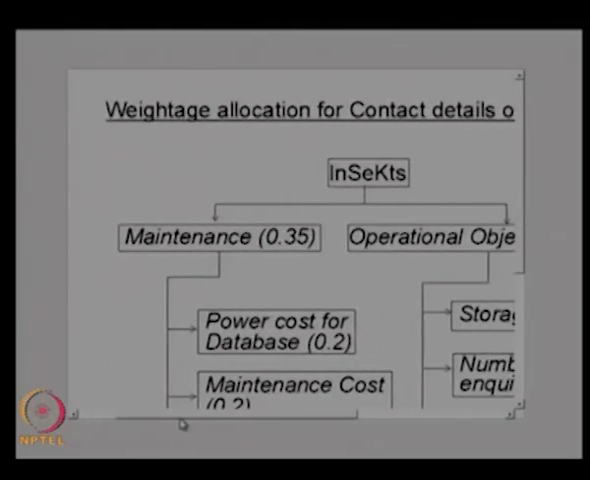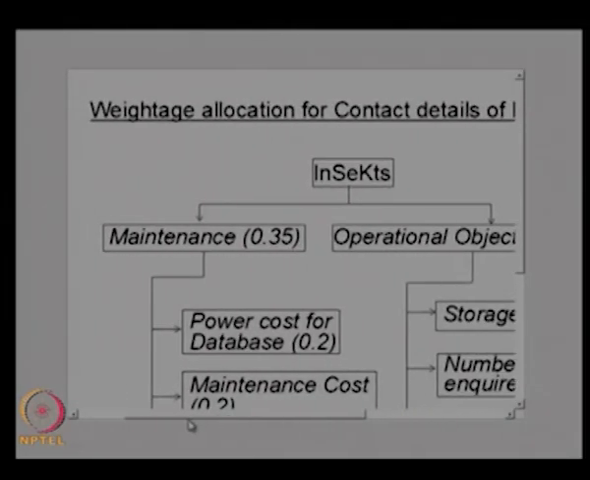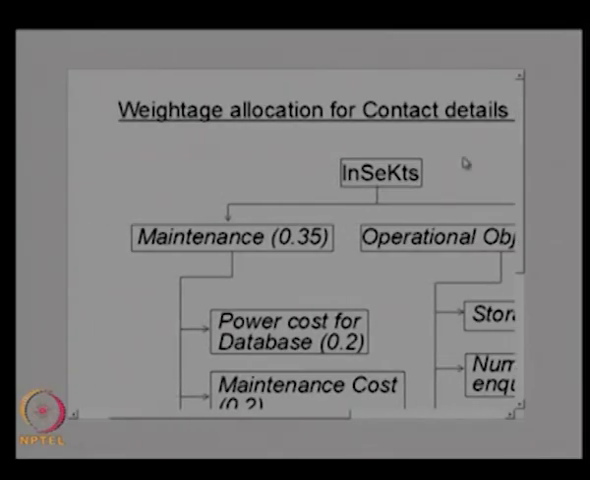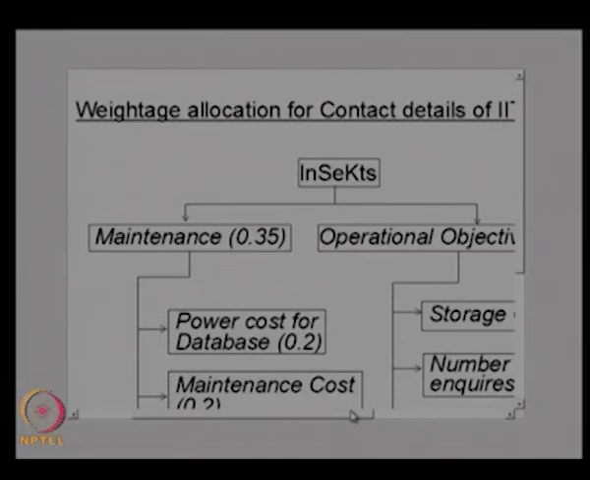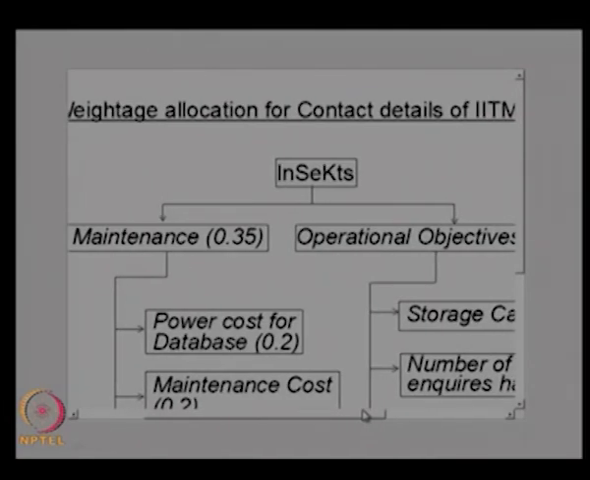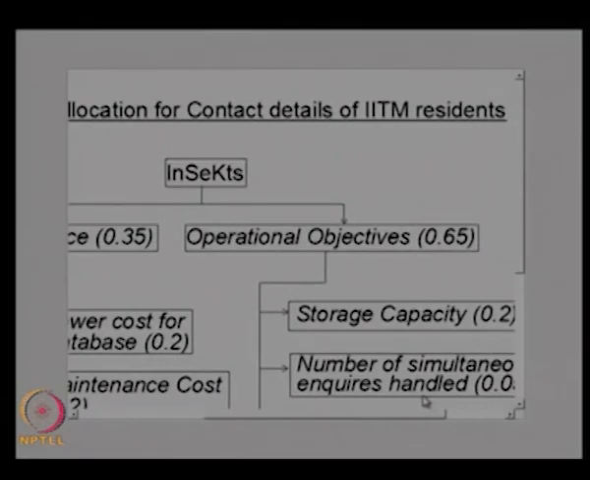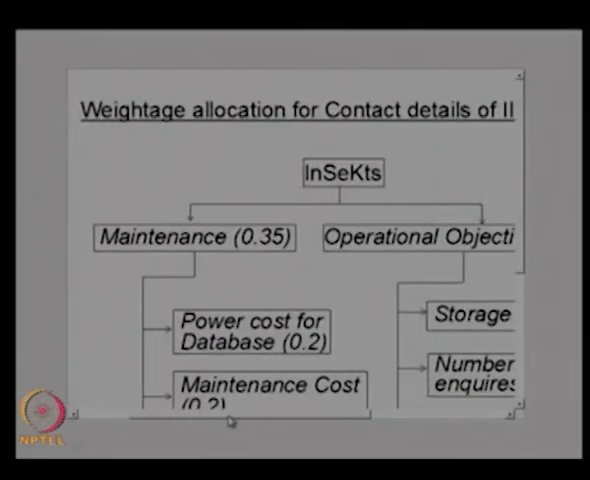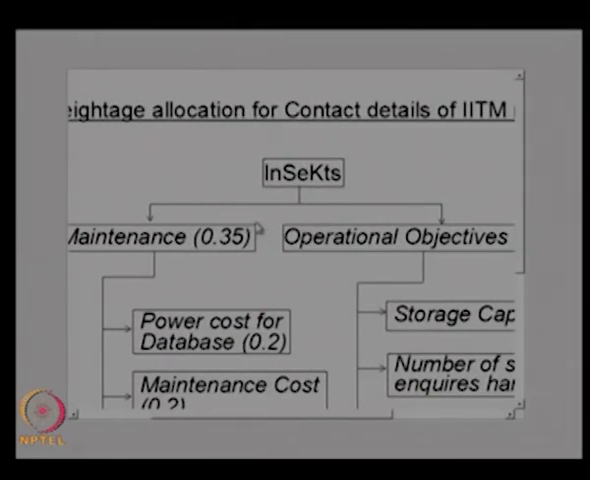This shows the weightage allocation of the system. We know that there are multiple requirements for the system, and we need to have some kind of priority in assigning the tasks or system functions. We can see that the operational objectives are given the higher priority here. 0.65 is given as the priority for the operational objectives, and maintenance is given 0.35. This again depends on the designer. The designer can decide which one is more important, the maintenance functions or the operational objectives, to be given priority.